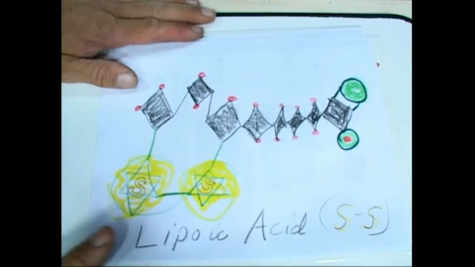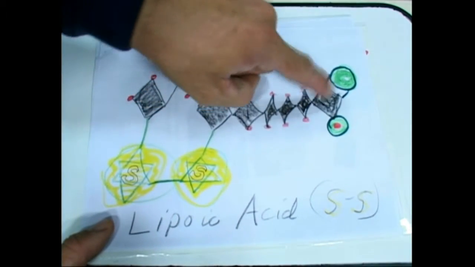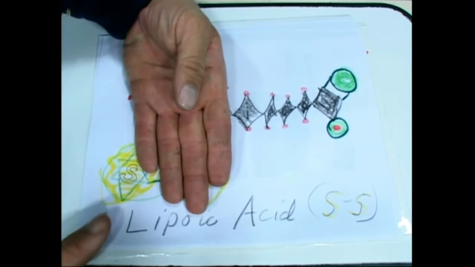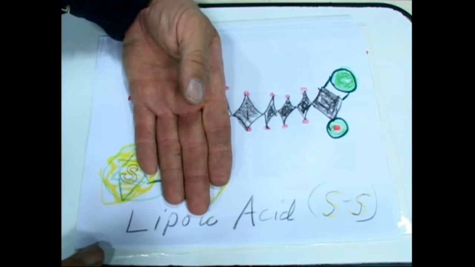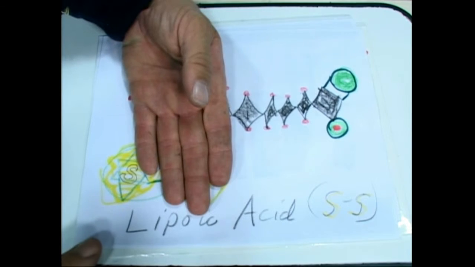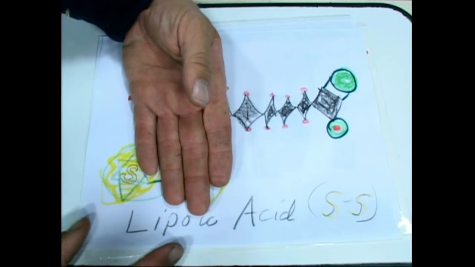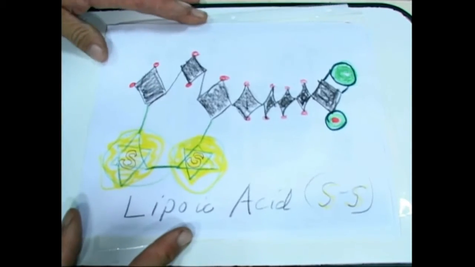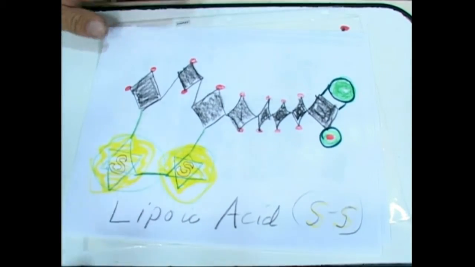So there you go. Side chain, 1, 2, 3, 4, 5. Remember we found that's a popular theme. The terpenes, when they're made in nature, a lot of 5 carbons. Ribose. So there is your lipoic acid.